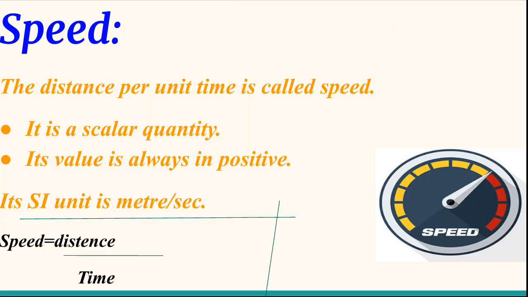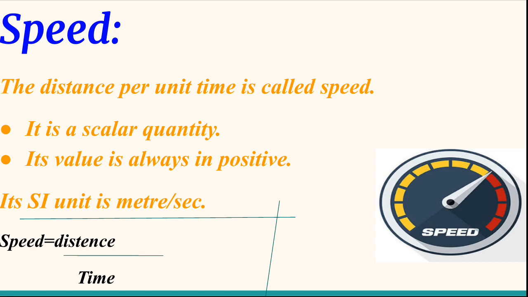Our next topic is speed. So we are learning speed from class 6. The distance per unit time is called speed. It is a scalar quantity, means it has only magnitude. Its value is always positive, it can't be negative, and its SI unit is meter per second.